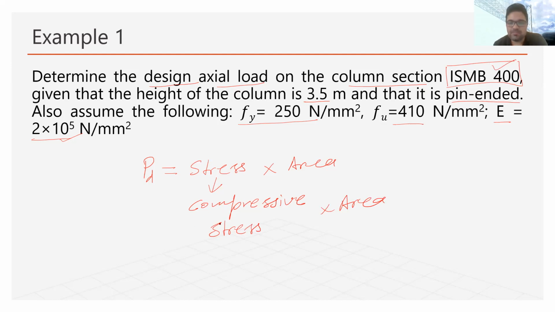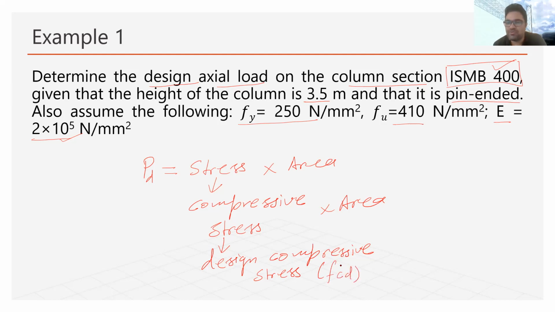Now, this compressive stress depends on various factors like the slenderness ratio and other parameters, like the length of the member and other properties. In this case, this compressive stress is generally called the design compressive stress. It also depends on the buckling class. What is the class of this column? The design compressive stress is generally called FCD.